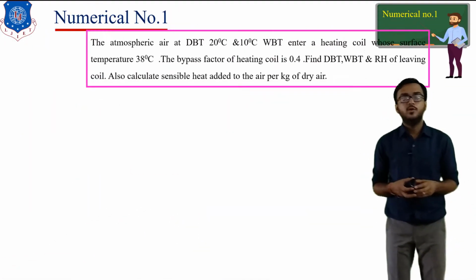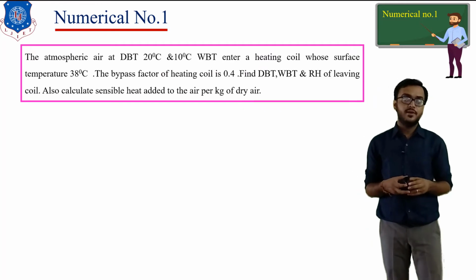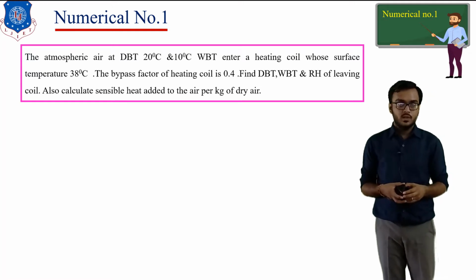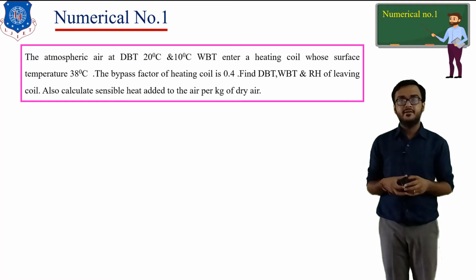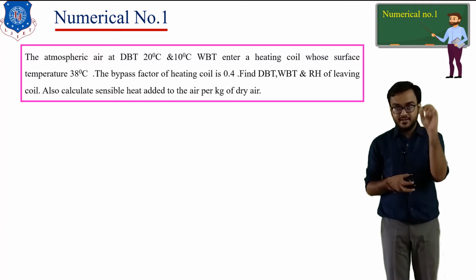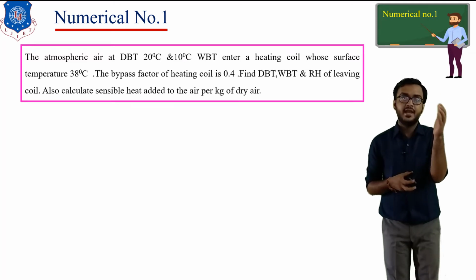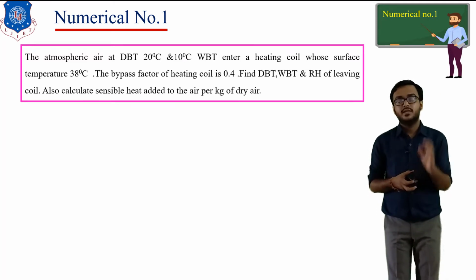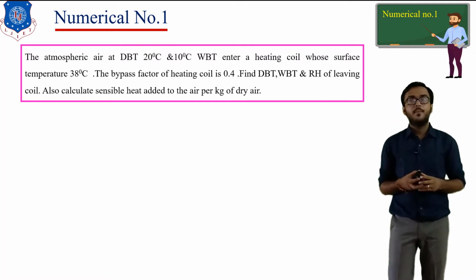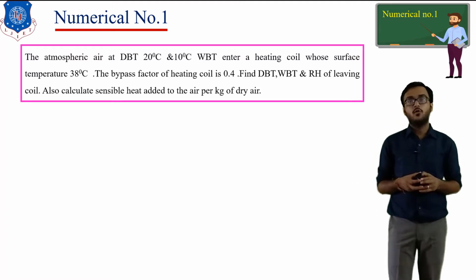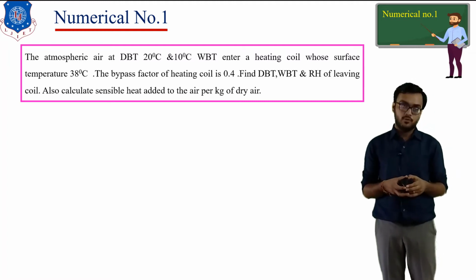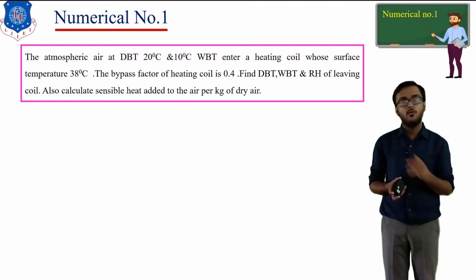Given data: the atmospheric air at dry bulb temperature 20 degree and wet bulb temperature 10 degree enters the heating coil whose surface temperature is 38 degrees. So in the given data we have dry bulb temperature and wet bulb temperature at the inlet of the coil, that is 20 degree and 10 degree respectively. Then the coil surface temperature is 38 degree, and the bypass factor of the heating coil is 0.4. So the bypass factor x is equal to 0.4, or you can say BPF is equal to 0.4.